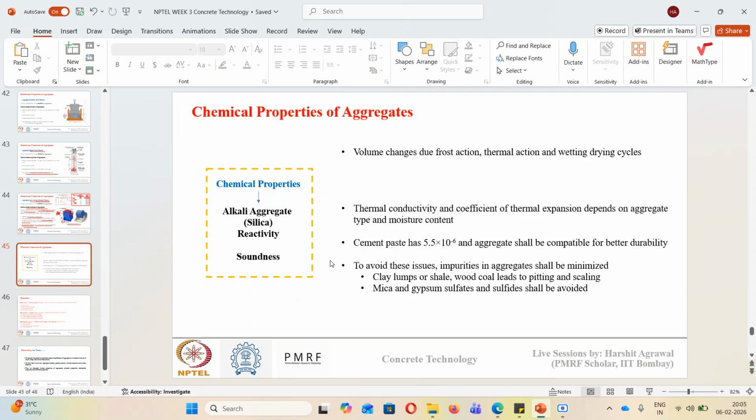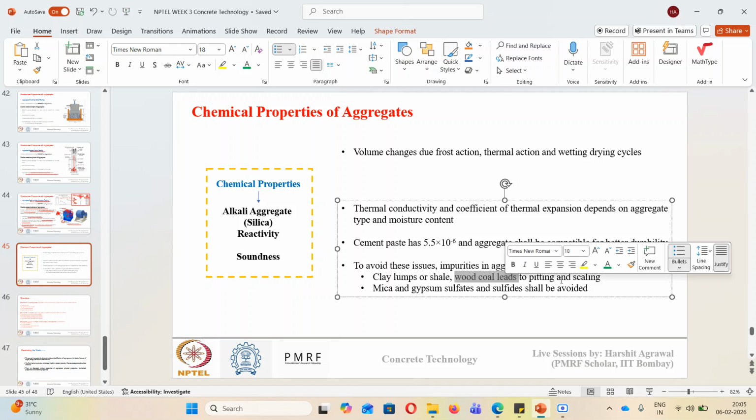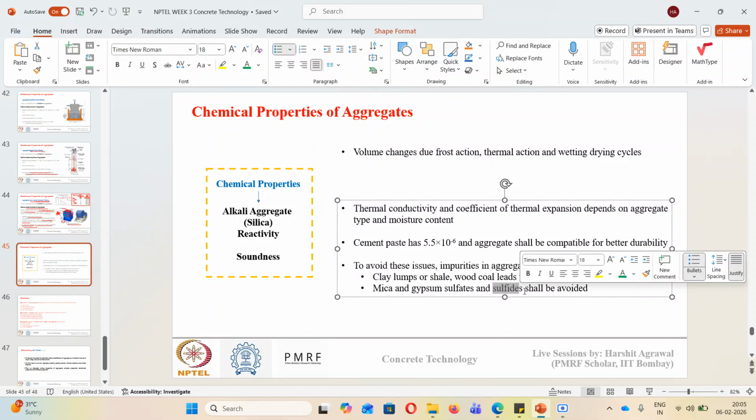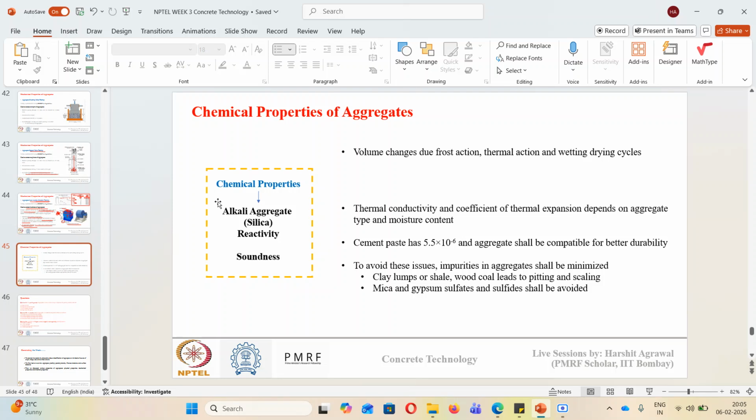So if there are impurities present in the aggregates which can cause the problem of soundness, that is also not desirable to us, like clay or shell or wood. They can make aggregate unsound, or gypsum or mica or sulfides, they can also make aggregate unsound. So these chemicals also are not desirable for us in terms of inert nature of aggregate. And all these things come in the chemical properties of aggregate.